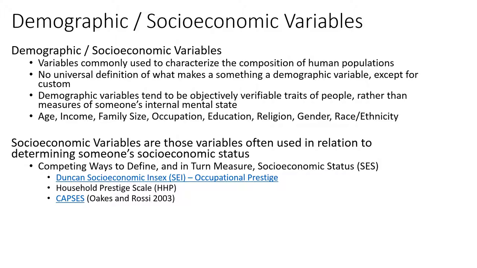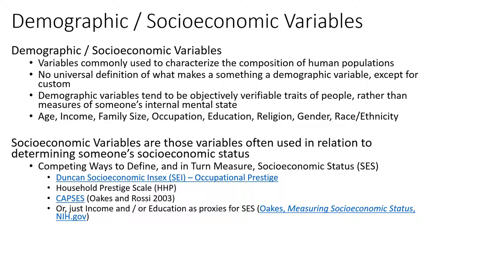For example, there's something called the Duncan Socioeconomic Index, which is really someone's occupational prestige. It's not just about how much money you make based on your job. It's also about the social status you obtain by virtue of your position in life, based on your occupation. However, despite all this argument in academia about the different ways we could choose to measure socioeconomic status, some of the biggest leading experts in this area have pointed out that, in reality, measuring just someone's household or individual income and or assessing their level of education, these two explicit measures, which we all understand, actually serve as excellent proxies of what someone's actual socioeconomic standing might be.